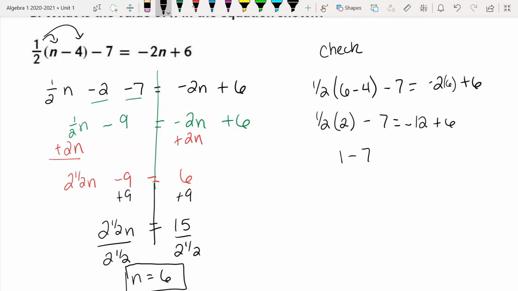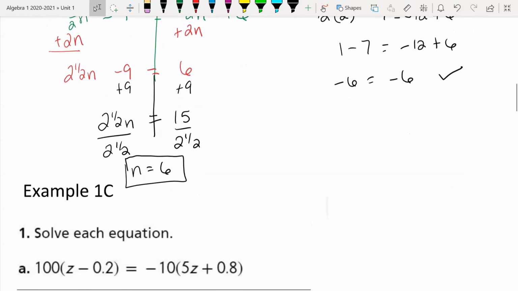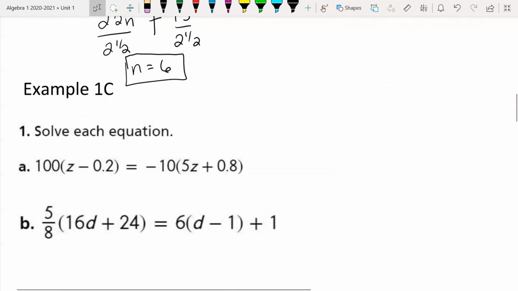So this would be 1 minus 7 equals -12 plus 6. -6 equals -6. Does that work out? Yes. So my answer is correct. Again, I would definitely check every single problem if you can.